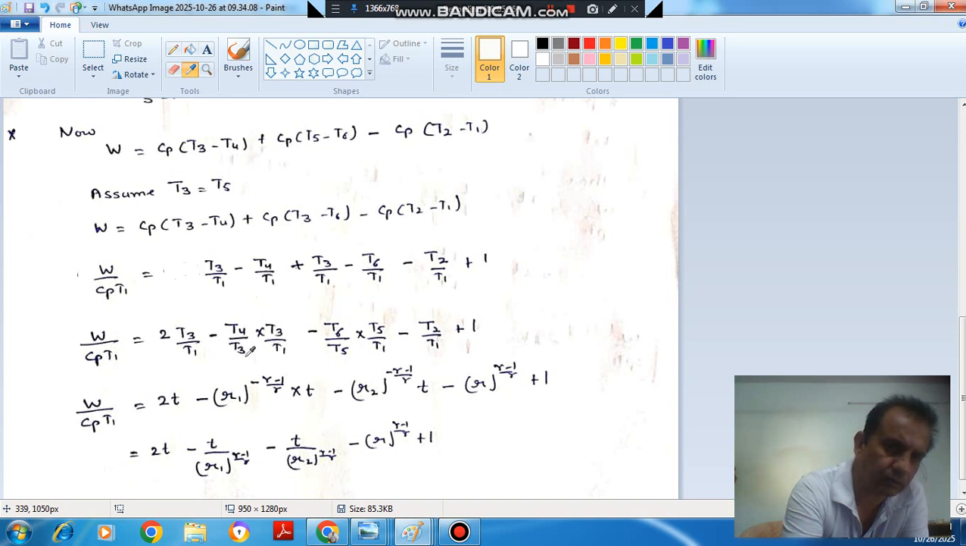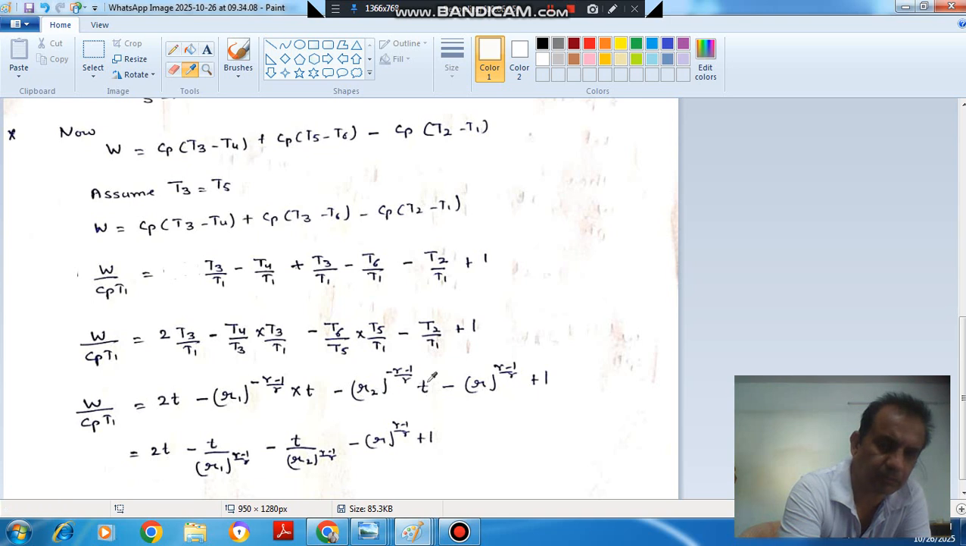So T3 by T4 can be written as, or T4 by T3 can be written as, the pressure ratio of the first or high pressure turbine, which is R1. It can be written as R1 raised to the power minus (gamma minus 1) by gamma, and this T3 by T1 can be written as T. Similarly, for this part we can divide it by T5 and multiply it by T5, and then T6 by T5 will be R2 raised to the power minus (gamma minus 1) by gamma.